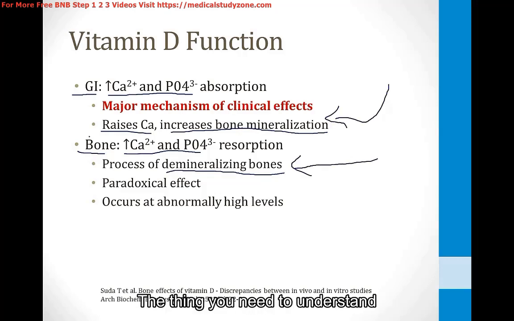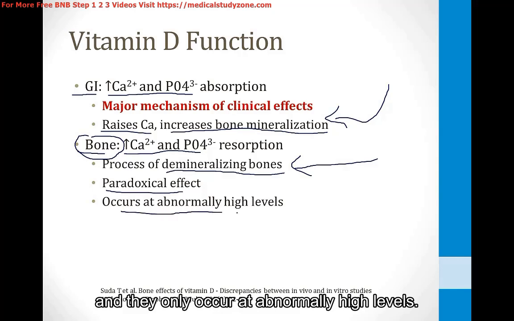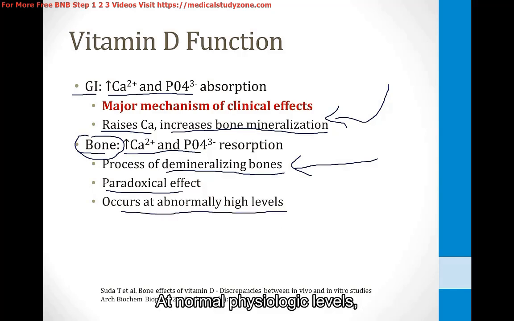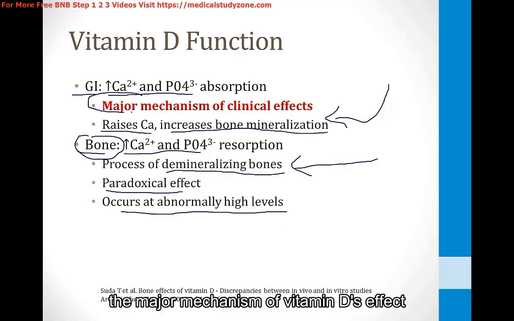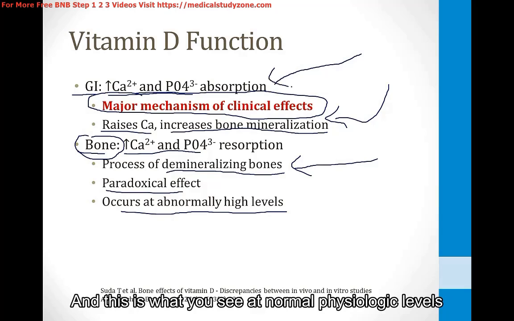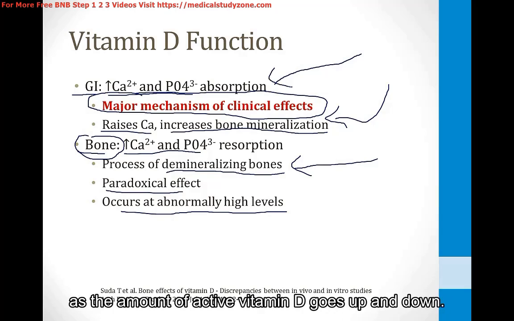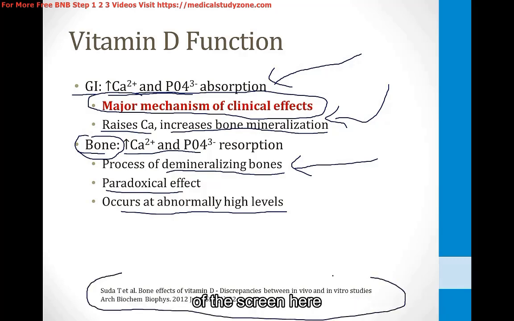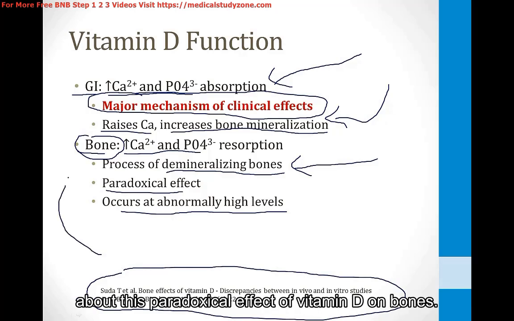The thing you need to understand is that these effects on bones are a paradoxical effect, and they only occur at abnormally high levels. At normal physiologic levels, the major mechanism of vitamin D's effect is in the GI tract, not in the bones. And this is what you see at normal physiologic levels as the amount of active vitamin D goes up and down. There's a nice review article at the bottom of the screen here if you want to read more about this paradoxical effect of vitamin D on bones.